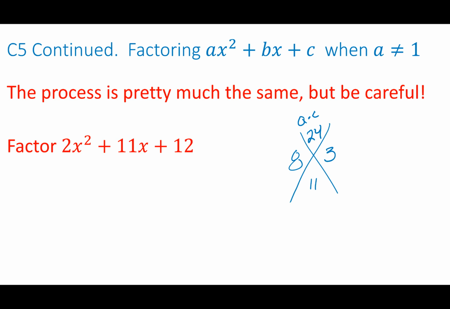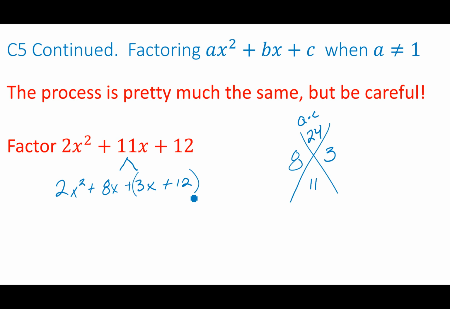Okay, so now I can write 8 and 3. So here's where it's different. When a is not 1, we cannot make the jump and put in our numbers 8 and 3. This 8 and 3 is really breaking up this 11x. So instead of 11x, I'm going to say plus 8x and plus 3x because both of them are positive. 2x squared comes down and the 12 comes down. Really, all I've done was break apart my 11x. But it has to be specifically those numbers, 8x and 3x.